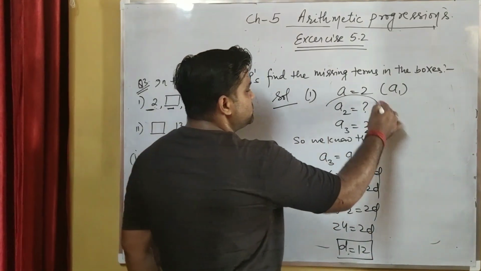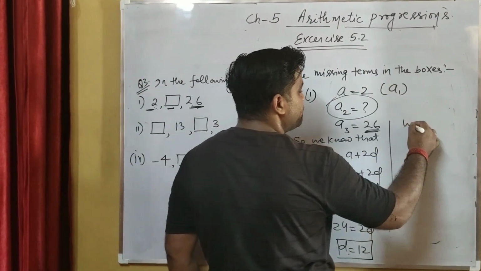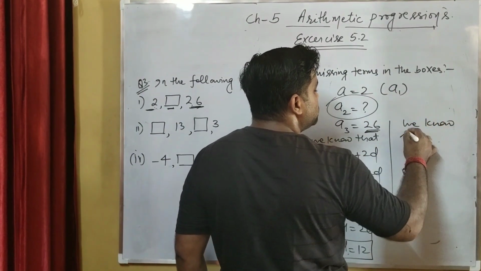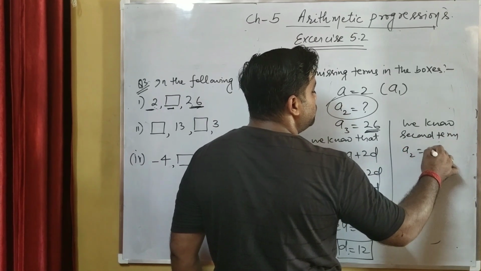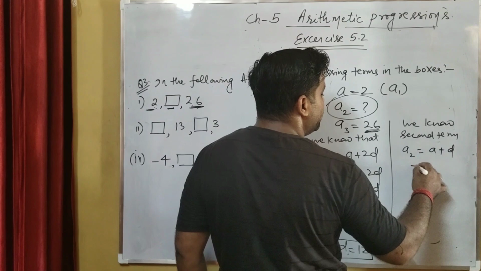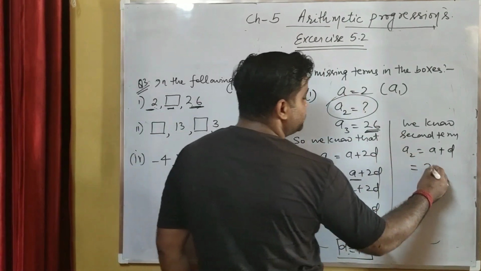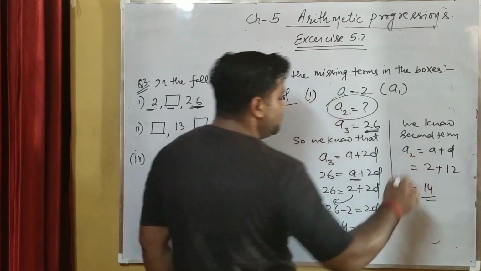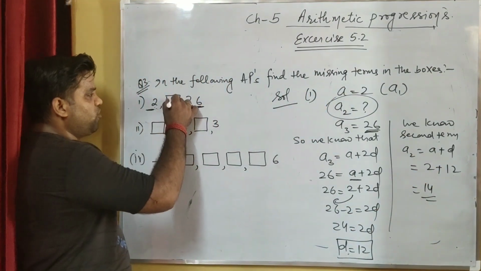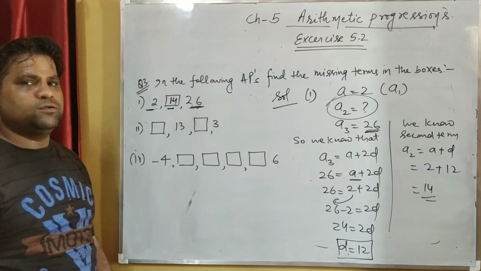Now we have to find the second term. So we know the second term, which is a2, is equal to a plus d. So here we know the value of a is equal to 2 and the value of d is equal to 12. So we get the value of the second term is 14. So our answer for it is 14. So the 14 will come here.